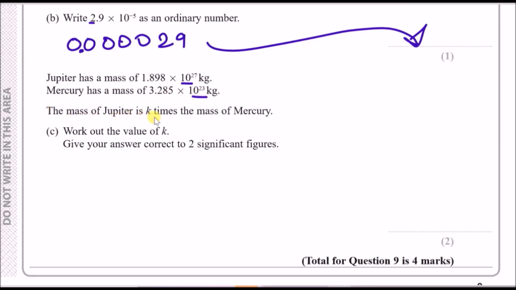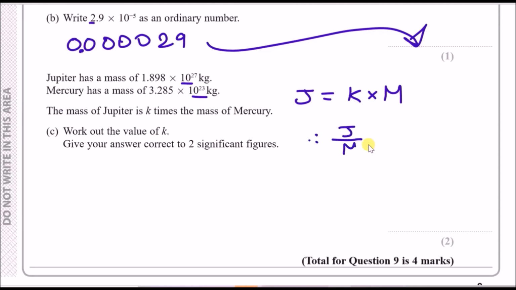Now, the mass of Jupiter is K times the mass of Mercury. So in English, you can say, let's say the mass of Jupiter is J. That equals K times the mass of Mercury. So K times M. C, work out the value of K. Well, just make K a subject. So divide M across.